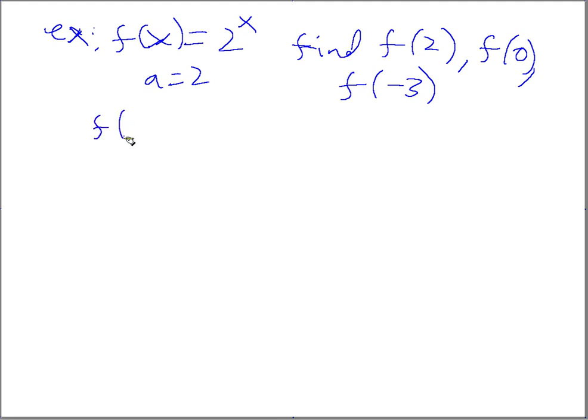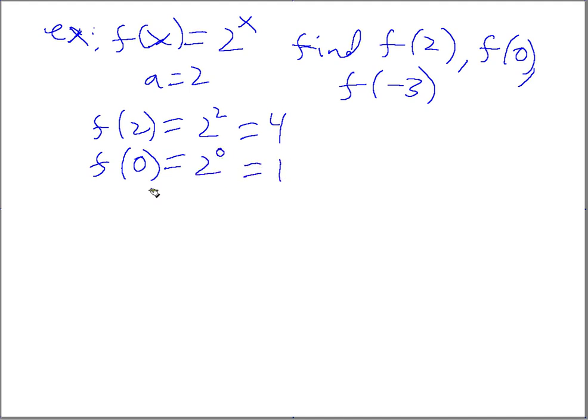Let's start with f of 2. That's not too bad. That's simply going to be 2 squared, plugging in 2 for x, which is 4. So the function maps the 2 in the domain to 4 in the range. What about f of 0? f of 0 gives us the y-intercept, because x is 0 right here. So what's the y-intercept? It's 2 to the 0 power, which is 1. So the y-intercept is (0, 1) for this particular exponential function.